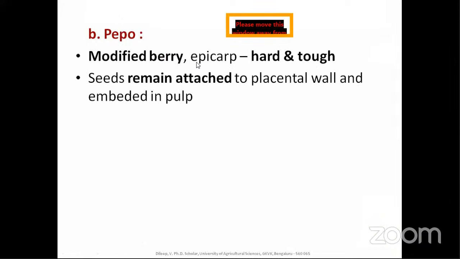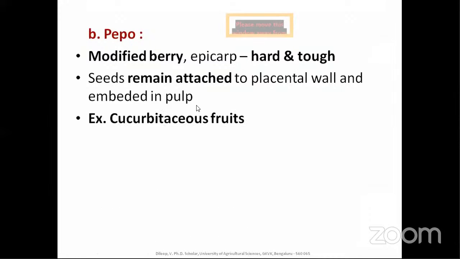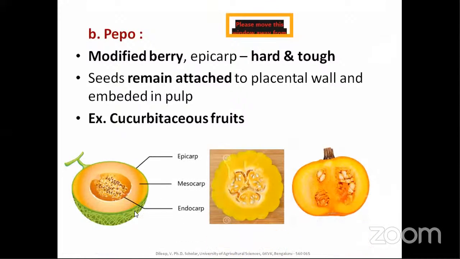Moving to the next type of fruit, that is pepo. Pepo is a modified berry, and the epicarp is hard and tough. In all the other types we saw that the epicarp was not hard, but here the epicarp is very hard and tough, and the seeds remain attached to the placental walls and are embedded in pulp. These are the cucurbitaceous fruits. In this muskmelon, the outer portion is very hard. This is the mesocarp, and the seeds are embedded in the placental walls. This pulpy layer we can easily separate. It is the same for all cucurbitaceous fruits like this.